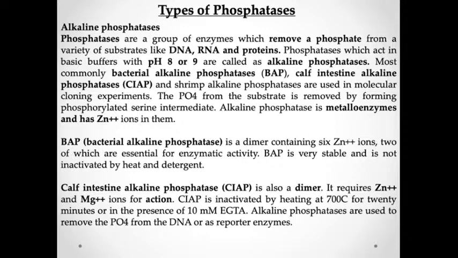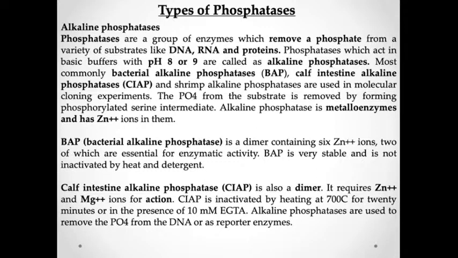Basically they act in a buffer of pH 8 to 9. That's why they are called alkaline phosphatases. Most commonly used alkaline phosphatases are BAP and CIP, that is bacterial alkaline phosphatase and calf intestine alkaline phosphatase. There's also shrimp alkaline phosphatase, which is used in various molecular cloning experiments. They are also known as metalloenzymes because they have zinc ions in them.